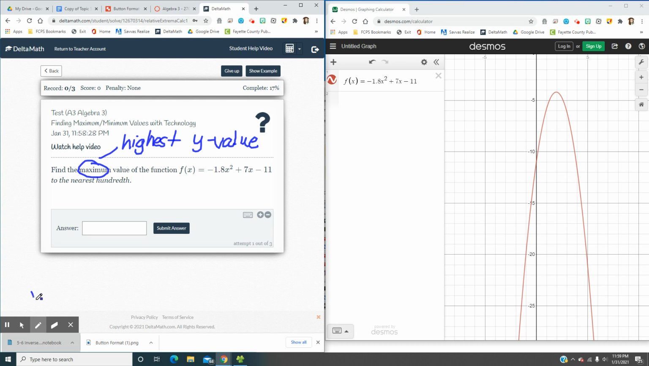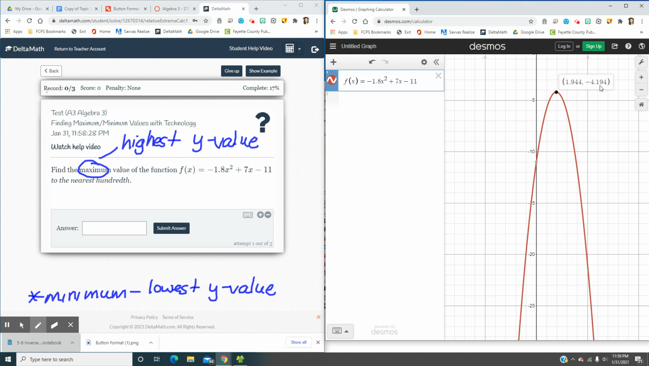If they want to know the minimum, you would say the lowest y value. Now Desmos makes it really nice, because to find the highest, the maximum, all I have to do is just click on it. And the highest y value is negative 4.194. And they want the nearest hundredth, which is 2 decimal places.